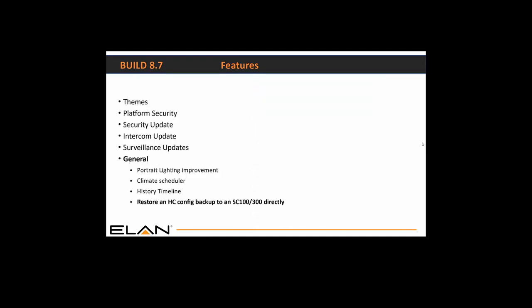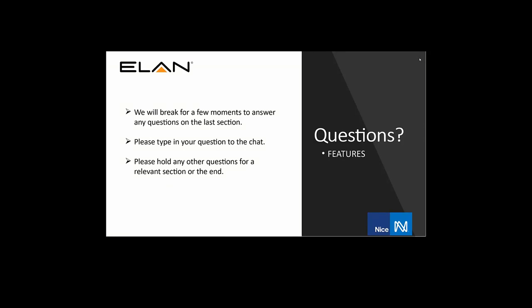So we also corrected the HC config backup so that you can take a backup from a HC controller and go right to an SC100 or 300, and no more intermediate step necessary. So it's all good now. That works, which is pretty good timing. All right, let's pause there for some questions.